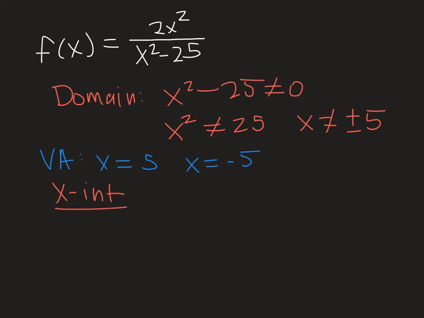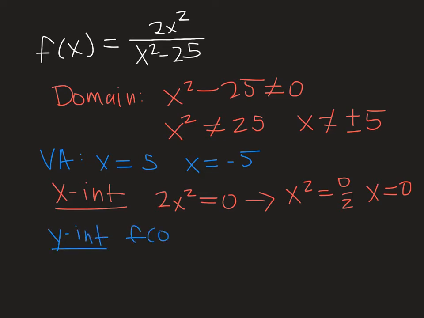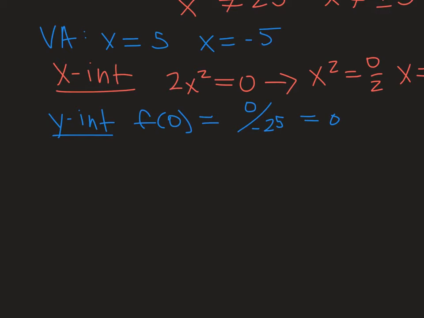So here's where we set the numerator equal to 0. We're going to solve for x. So we get x squared equals 0 over 2, which is just 0. Take the square root, we get x equals 0. All right, so that means our x-intercept is 0, which is the same as the y-intercept. Evaluate at 0, we get 2 times 0 squared, which is 0, and then we get 0 minus 25, so it's over negative 25, which is equal to 0. All right, so x and y-intercept are both (0, 0).